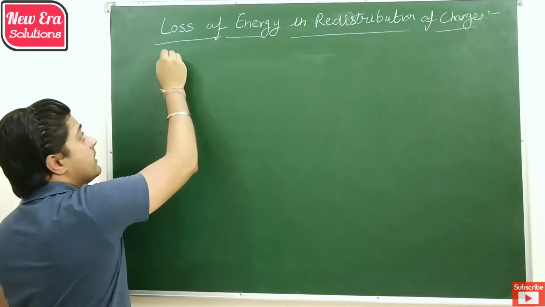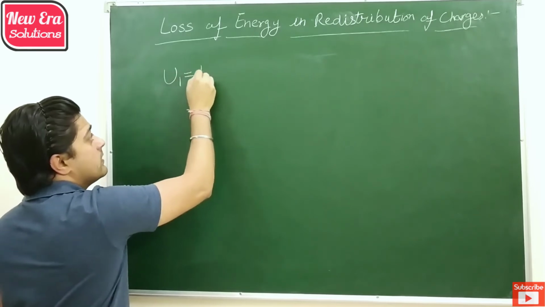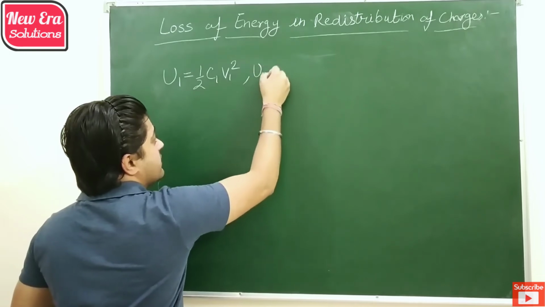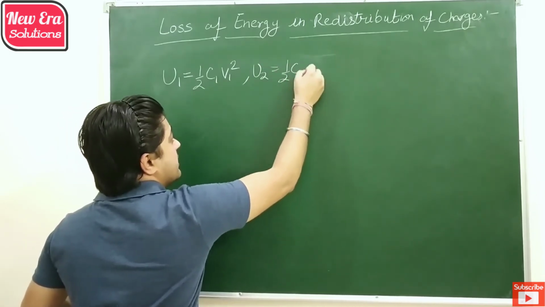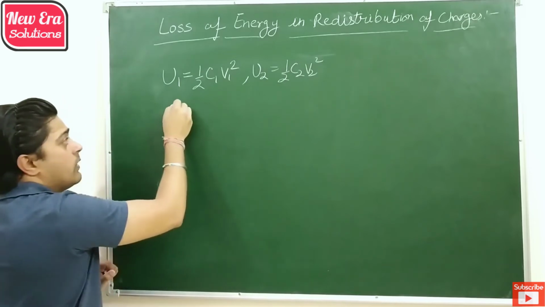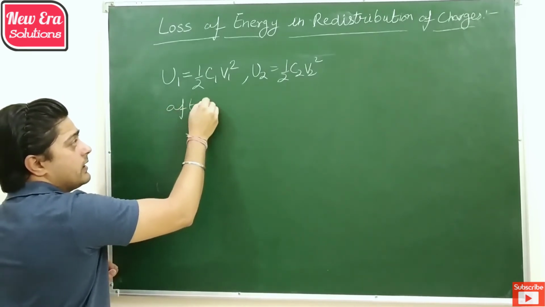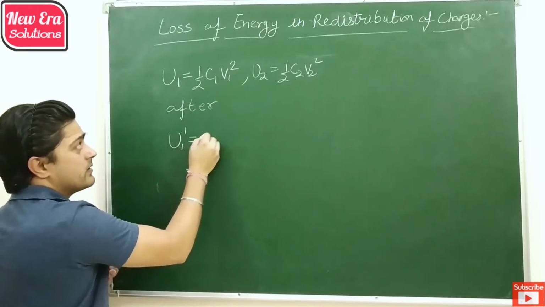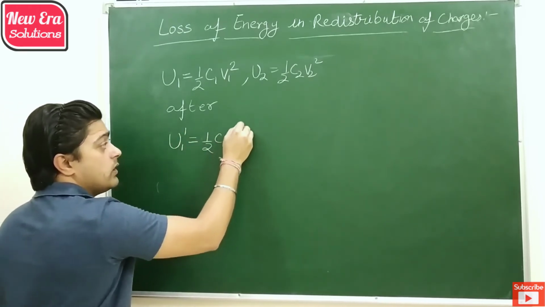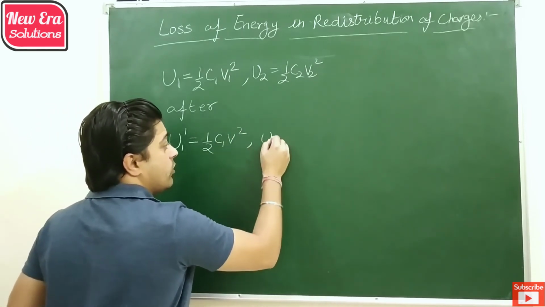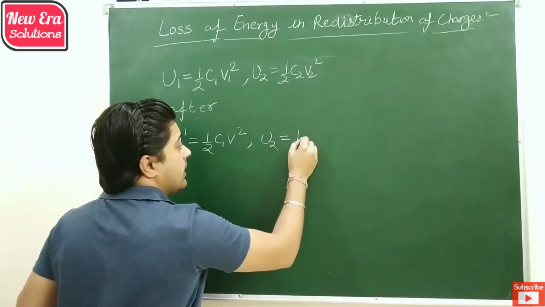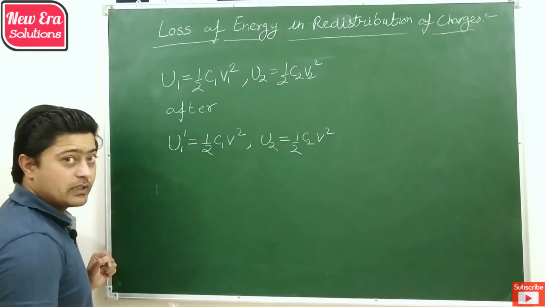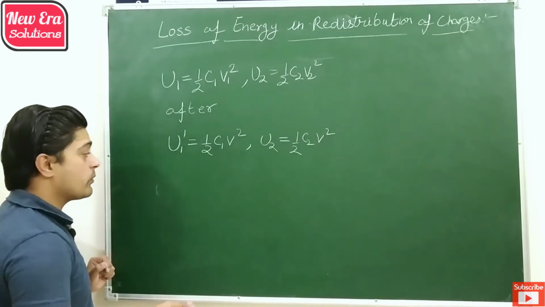Initially, when two capacitors are taken, the energy of the first is half C1 V1 square and the energy of the second capacitor is half C2 V2 square. When these are connected, after the combination, the energy on the first capacitor is half C1 V square and the energy on the second capacitor is half C2 V square. So the capacitance remains the same, but the potential will change to acquire a common potential.